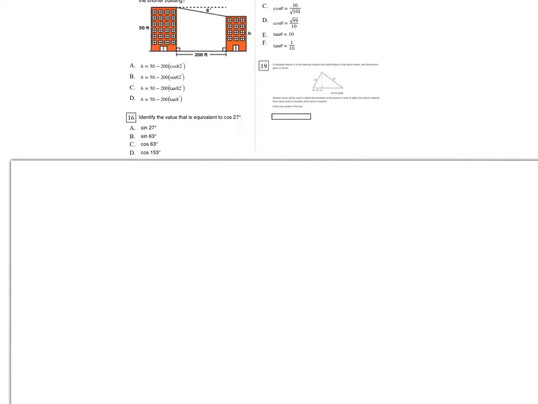All right, next up here, we're going to identify the value that is equal to cosine of 27. So we learned that we can always switch this to sine by doing 90 minus whatever was inside before.